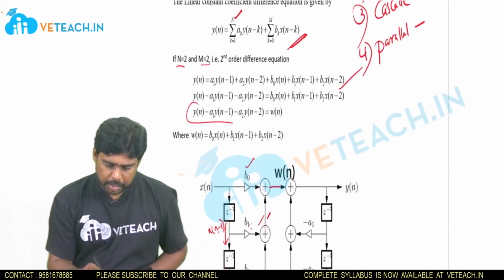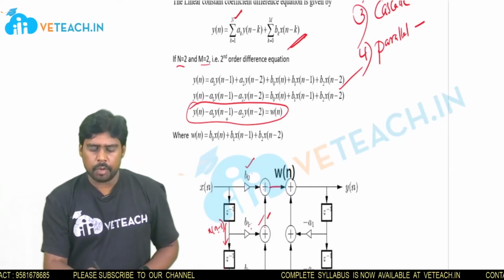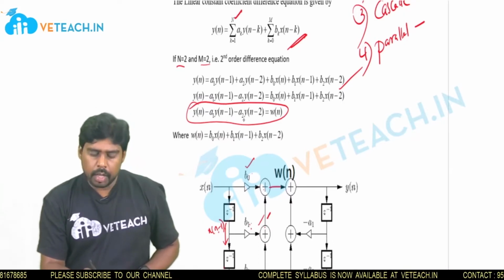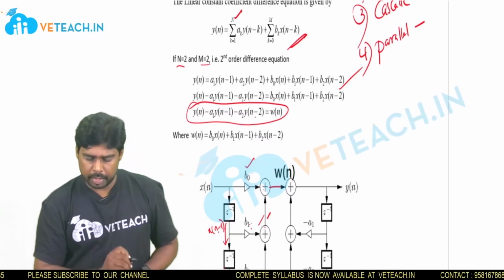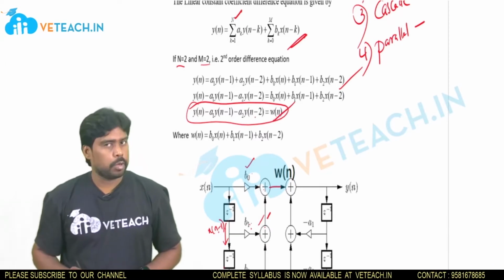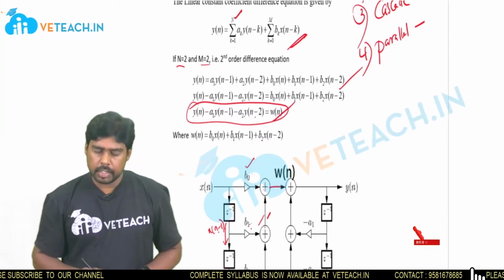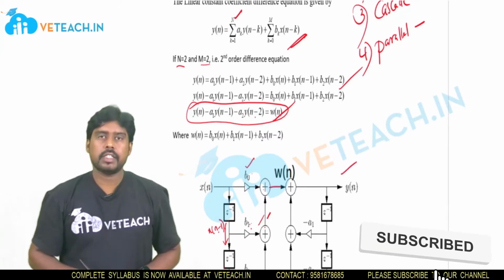Now let us see this statement. This is the statement: y of n plus a1 into y of n minus 1 minus a2 into y of n minus 2 equal to w of n. Already w of n is there here, y of n is there here.